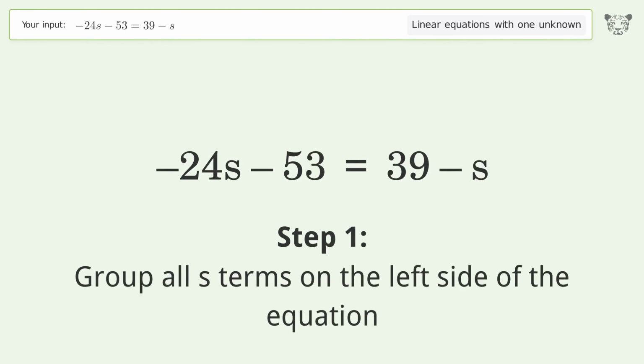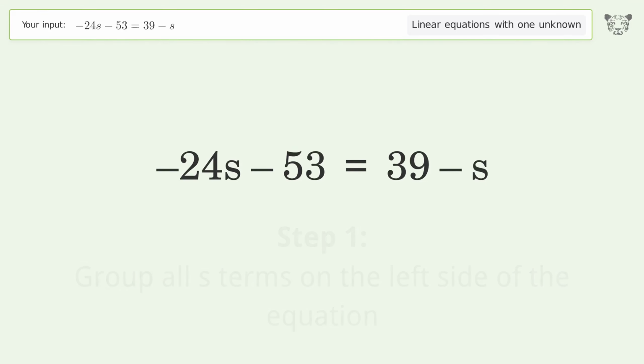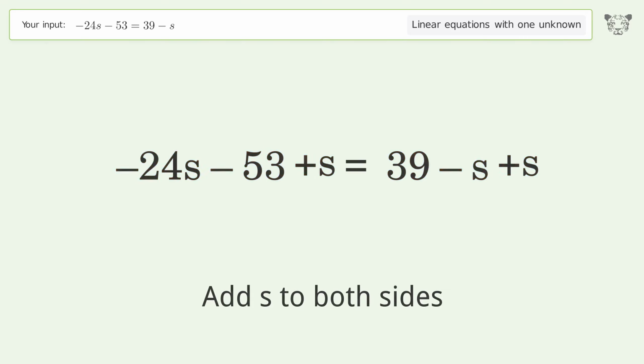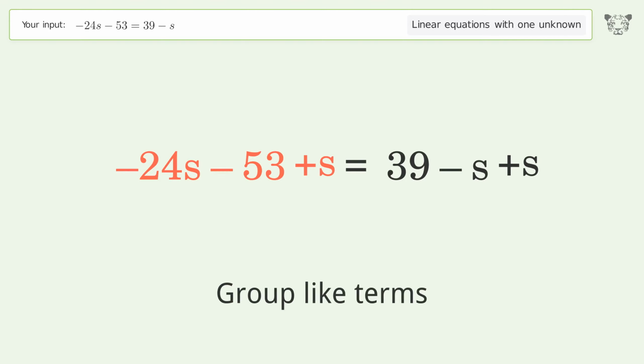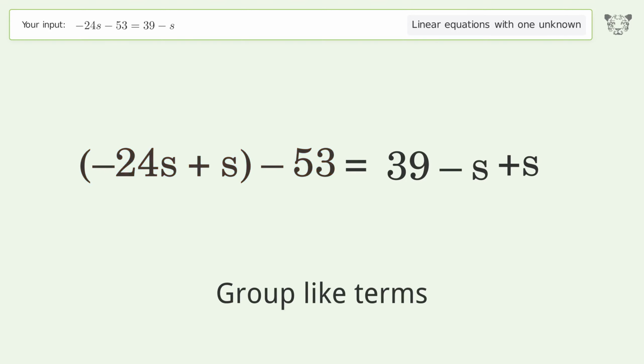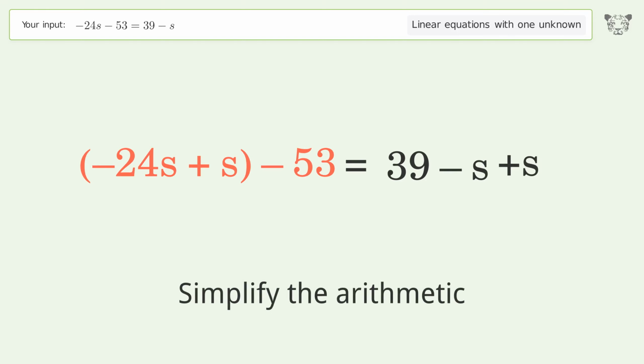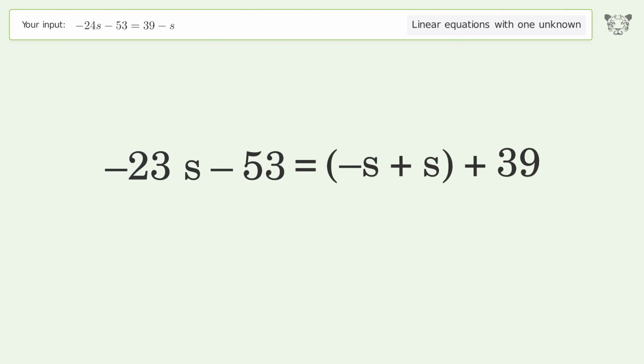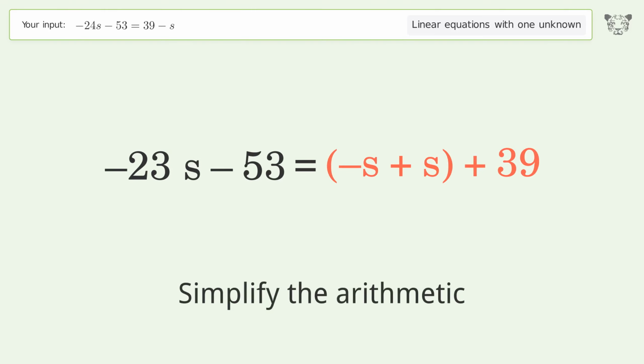Group all s terms on the left side of the equation. Add s to both sides. Group like terms. Simplify the arithmetic. Group like terms. Simplify the arithmetic.